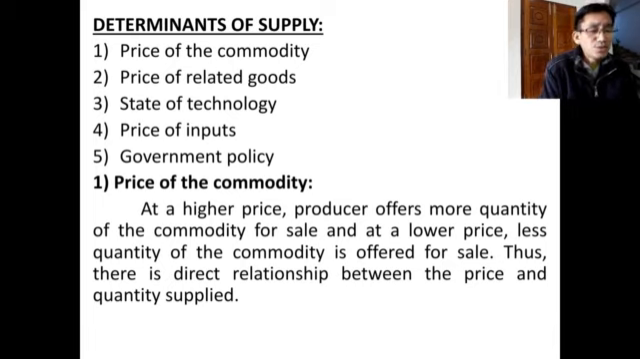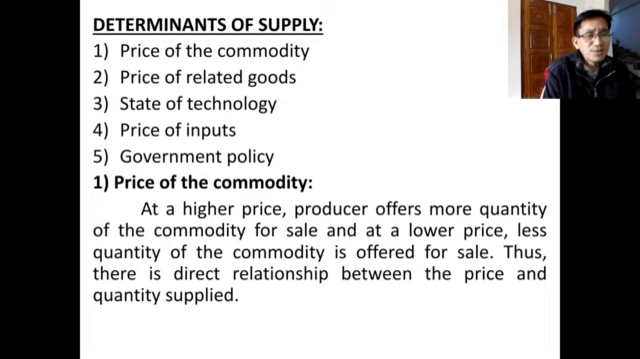Number 1, we have the price of the commodity. Price of the commodity affects supply. At a higher price the producer offers more quantity of the commodity for sale, and at a lower price less quantity of the commodity is offered for sale, because at a higher price they will get more profit. When the profit margin falls, they would like to sell less. It is the law of supply in nature. Thus, there is a direct relationship between the price and the quantity supplied.